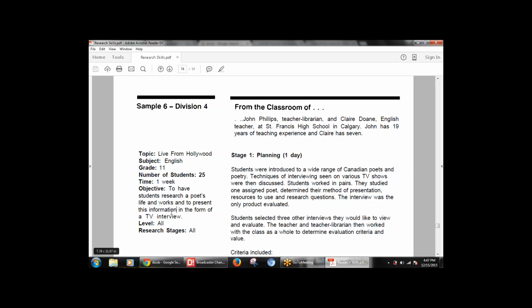Stage number 1 is the planning, for 1 day only. Students were introduced to a wide range of Canadian poets and poetry, and techniques of interviewing seen on various TV shows were then discussed. That is the planning phase carried out within stage number 1.